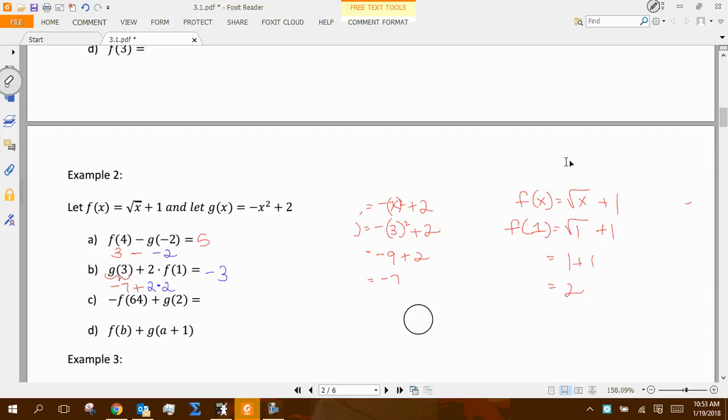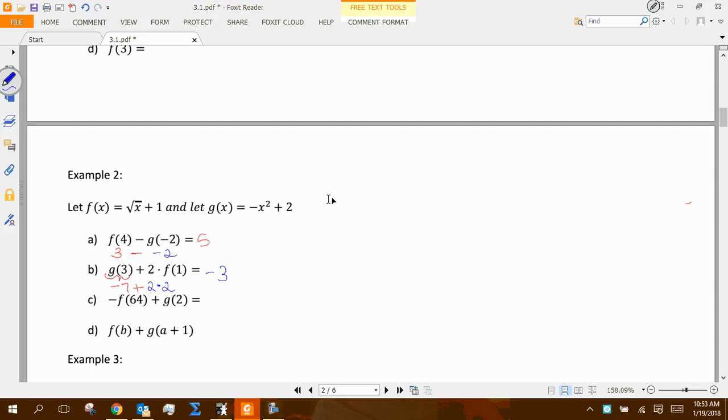Working through option C here, we've got the opposite of f of 64. Well, let's find f of 64 first, and then we'll deal with the opposite of that. So f of x, again, is the rule square root of x plus 1. Now our input, our x value, is 64, so we'll take square root of 64 plus 1. Square root of 64 is 8. 8 plus 1 gives us 9. So f of 64 was 9. If I take the opposite of that, it would be negative 9.